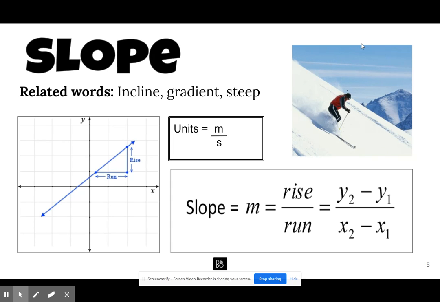And then our equation for slope, you can also say slope equals m, and that is equal to rise over run. You can see on the graph on the left here, rise is going up and run is going right or left, so on that horizontal axis. You can also think of it as y2 minus y1 over x2 minus x1. So this would be your y2, this would be your y1, and then this would be your x2, x1.